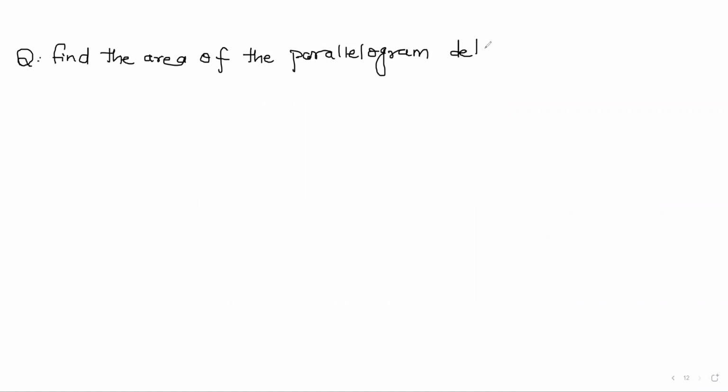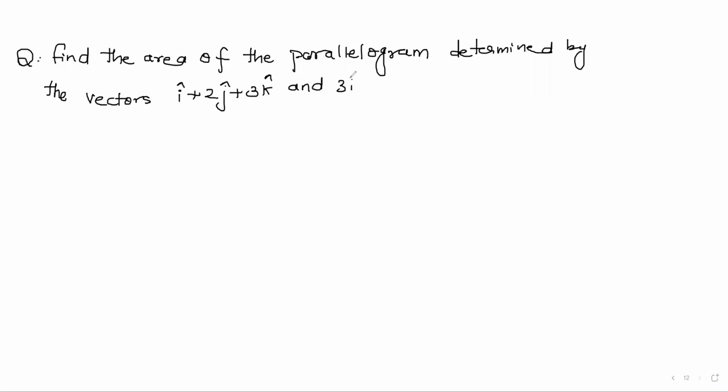Question is, find the area of the parallelogram determined by the vectors i cap plus 2j cap plus 3k cap and 3i cap minus 2j cap plus k cap. Okay, please find out the area.